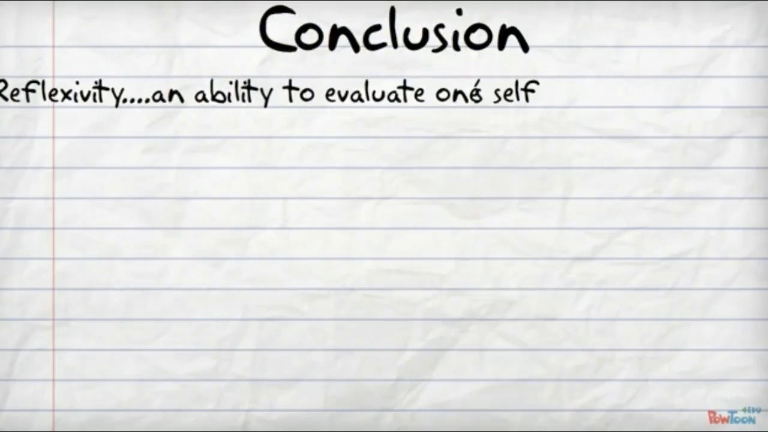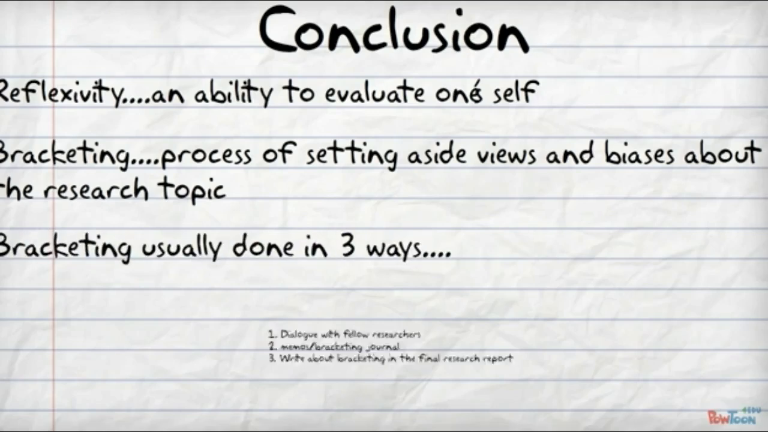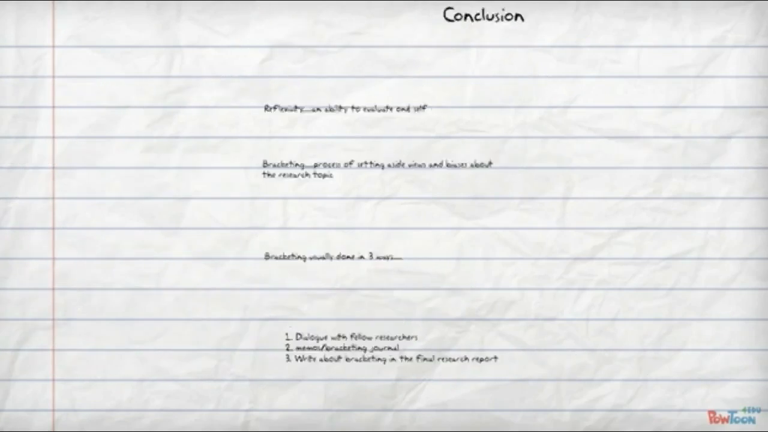In conclusion, reflexivity is an ability to evaluate oneself, which is important so that the researcher doesn't let their own views and biases unnaturally influence research data. Bracketing is the process of setting aside one's views and biases about the research topic. And bracketing is usually done in three ways: dialogue with fellow researchers, making memos or having a bracketing journal during the entire research process, and writing about the bracketing process and what was bracketed in the final research report.